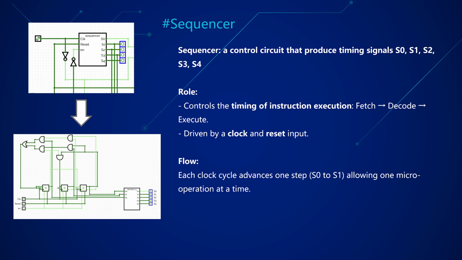First it starts with S0 being high, while it is 1, and after the clock cycle ends, it becomes 0 and S1 becomes 1 instead, and we repeat it until S4 becomes 1, and once it ends, it will repeat with S0 becoming 1 again.